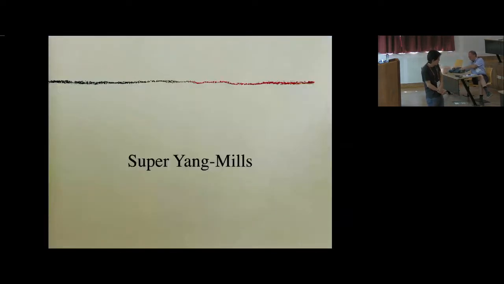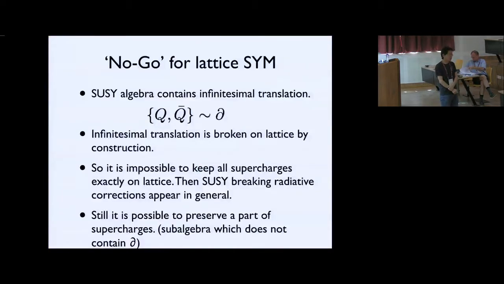And in super-Yang-Mills, we want to keep gauge symmetry or other symmetry, especially supersymmetry, in order to control the radiative correction. But as Simon already mentioned, there is an easy no-go theorem for lattice super-Yang-Mills, which is that the SUSY algebra already contains infinitesimal translation, and the lattice breaks infinitesimal translation to discrete translation. So we don't really know how we can accommodate this algebra.